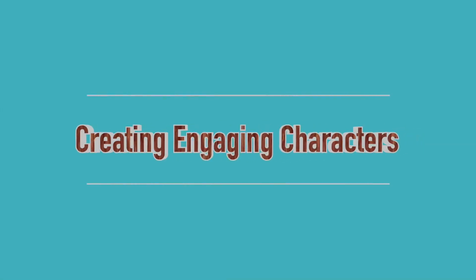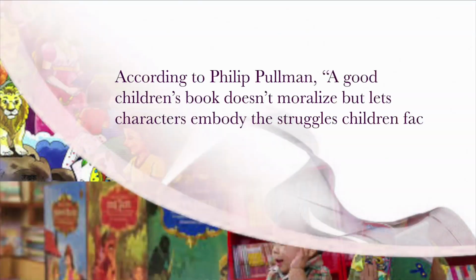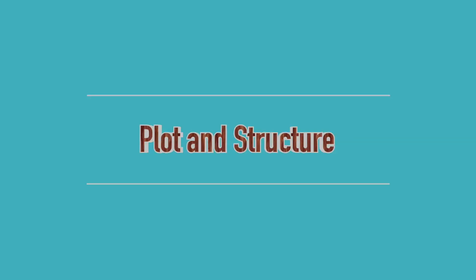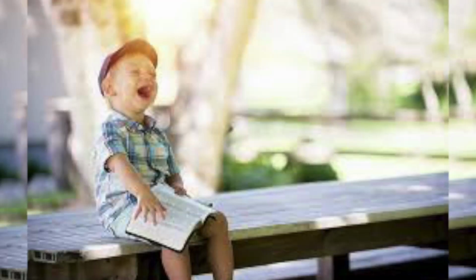Creating engaging characters. Children relate to characters who are active, curious, and face challenges they can understand. According to Philip Pullman, a good children's book does not moralize but lets characters embody the struggles children face. Plot and structure. Children's books need well-structured yet accessible plots. A strong structure helps maintain engagement and ensures a satisfying reading experience.